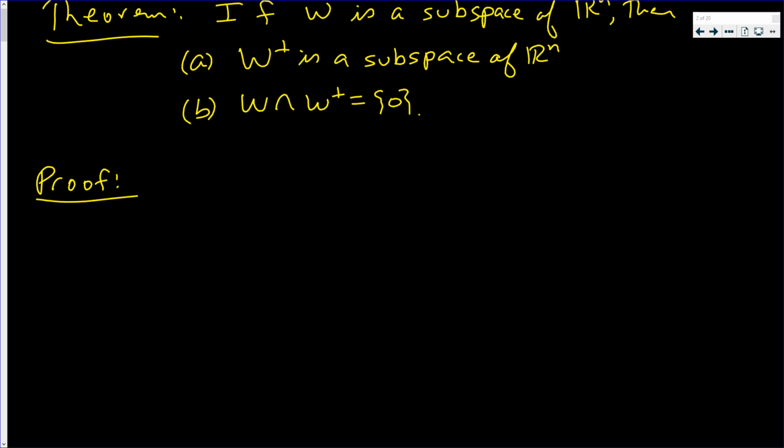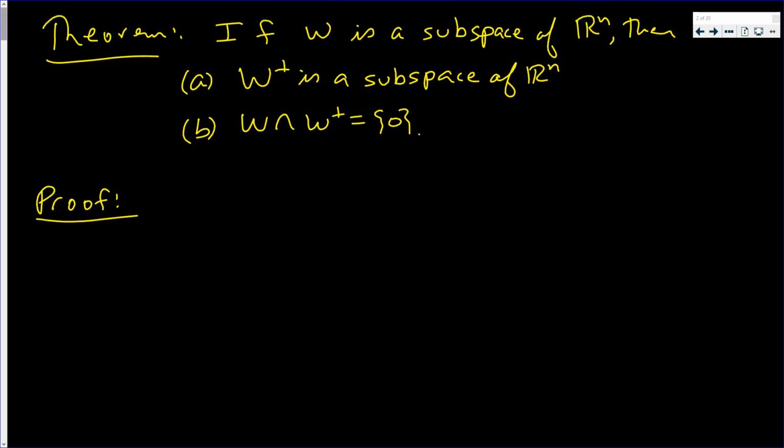In this video, let's suppose that W is a subspace of Rn. Then we're going to show that W perpendicular is a subspace of Rn, and W intersect W perpendicular is just the set that contains the zero vector. Okay, so proof.